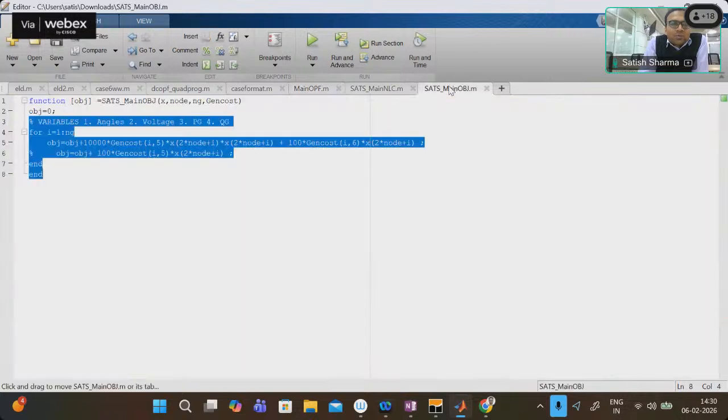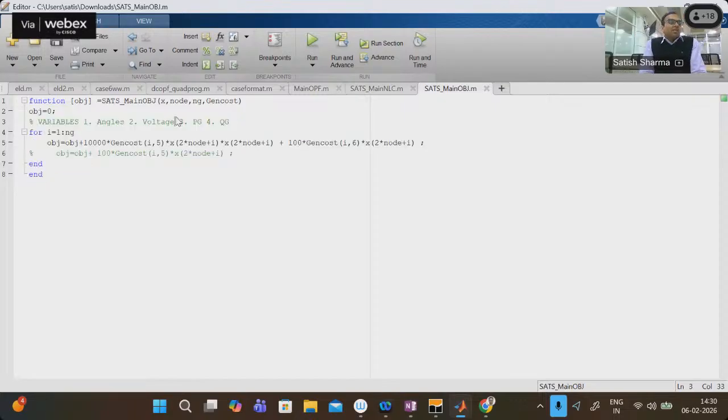So this is my main objective function. In the main objective function, I will supply the function with the variable x. So the variable x has been supplied here. Apart from that, I will need some other information: how many nodes there are, how many generators, and what the cost coefficients are, because in the objective function only cost coefficients are present.